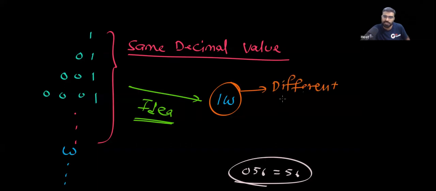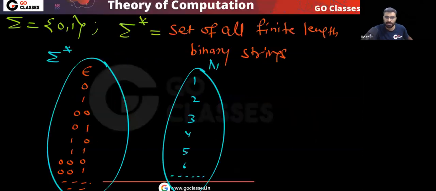Please tell me, did you understand this idea? A very simple idea. Now they have different decimal values. Agree or not? Yes or no?